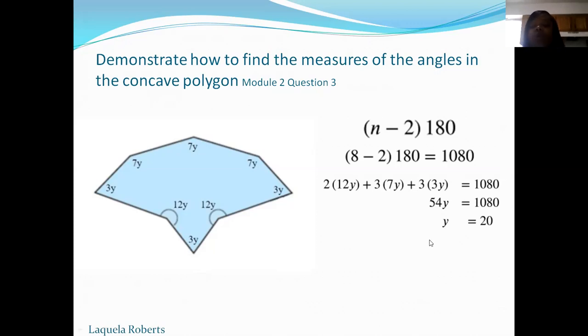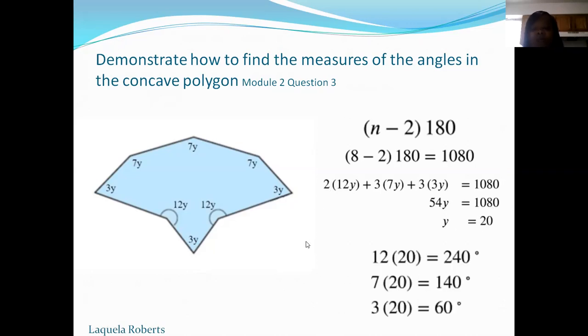All right, so we would divide 54y to 1080, and so y will be 20. So next we would do 12 times 20 equals 240, 7 times 20 equals 140, and 3 times 20 equals 60 degrees. So this is how we will find our measures for our concave polygon.